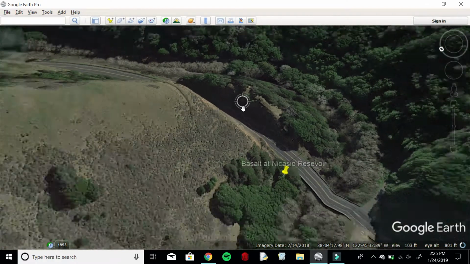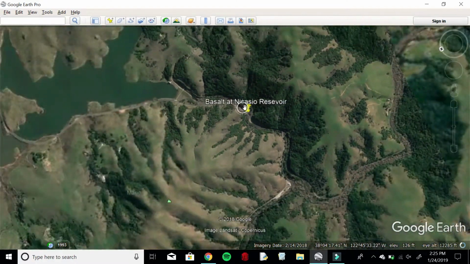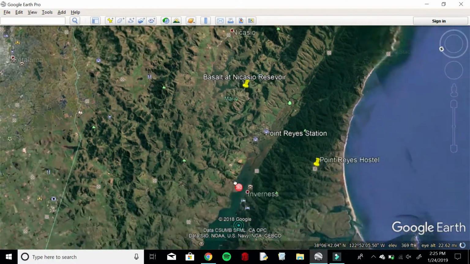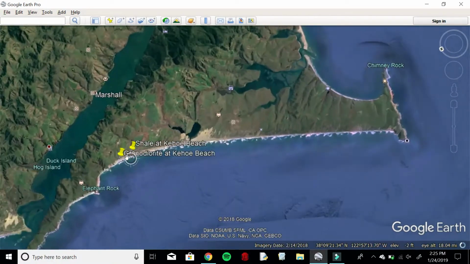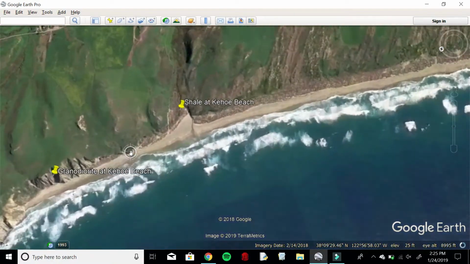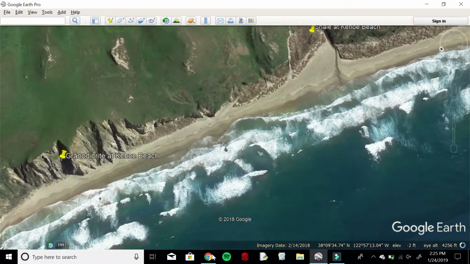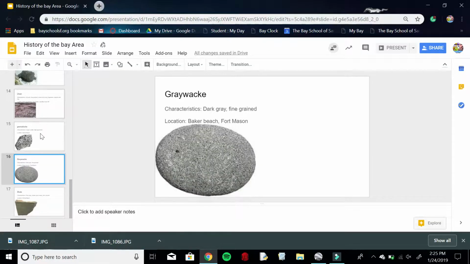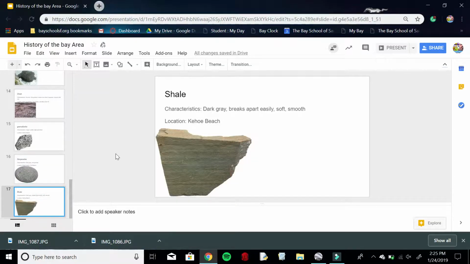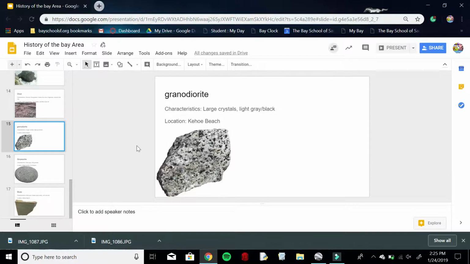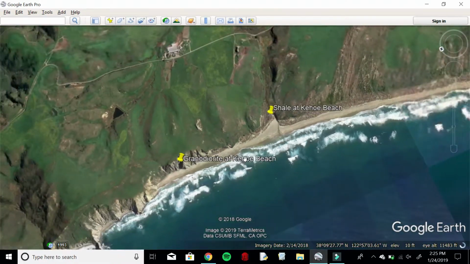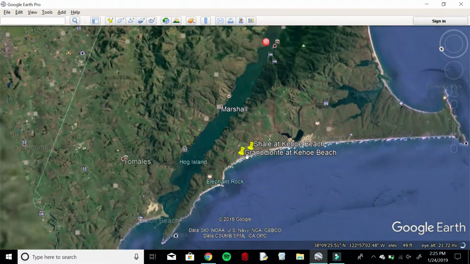Later during our trip to Point Reyes, we went down to Kehoe Beach and saw more rocks. The rocks we saw at Kehoe Beach were shale and granodiorite. Shale is a fine-grained sedimentary rock that has layers less than 1 centimeter thick. Granodiorite is an intrusive igneous rock that is easily recognized by the big crystals. Our last field trip was to the Twin Peaks to see more chert.